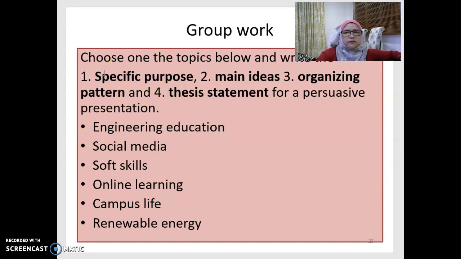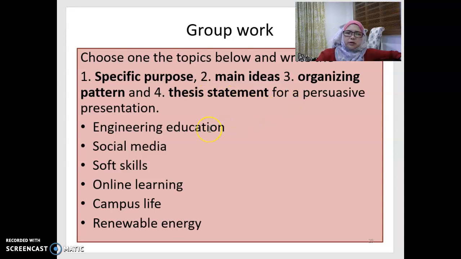You can split yourselves up into groups of 4, maximum 5. Okay, so choose one of the topics below and write number 1, specific purpose, number 2, the main ideas, number 3, organizational pattern, and number 4, the thesis statement for a persuasive presentation.